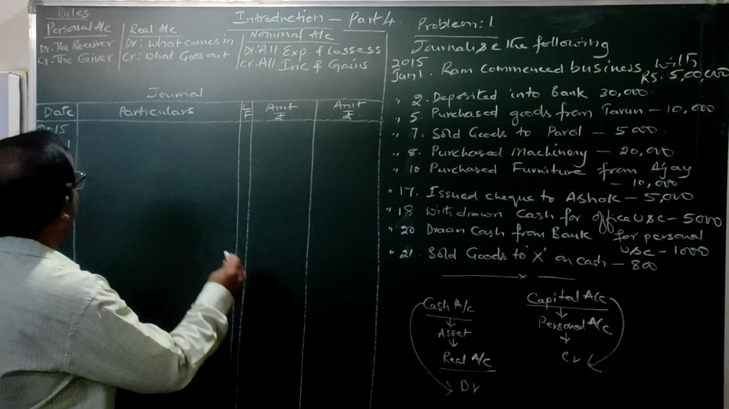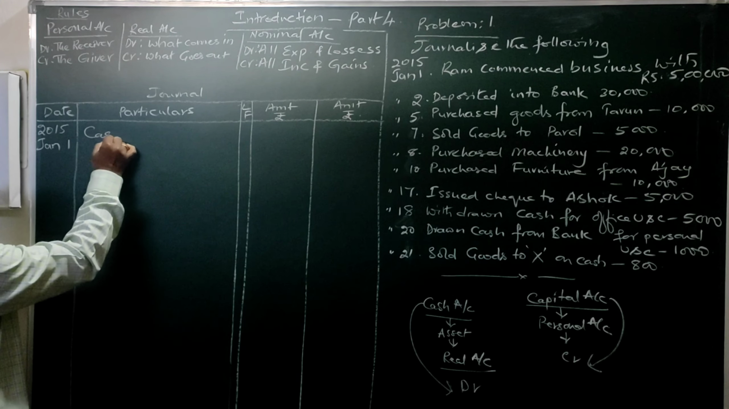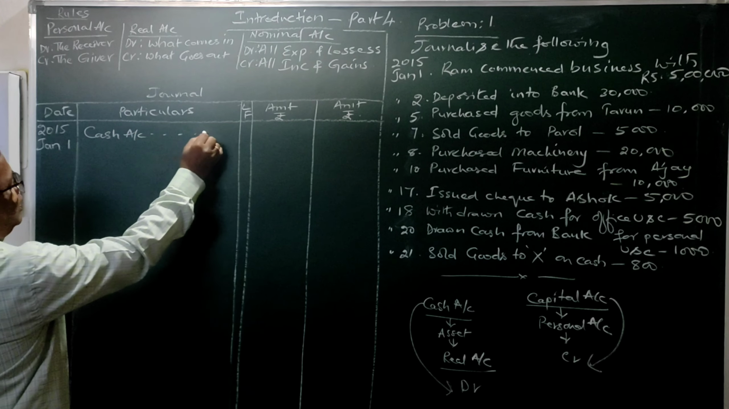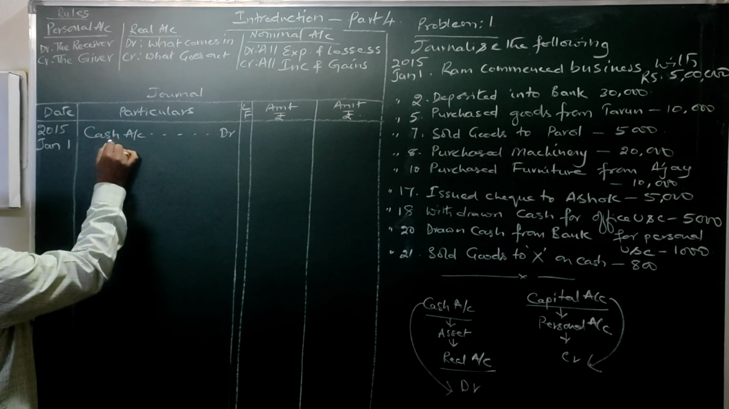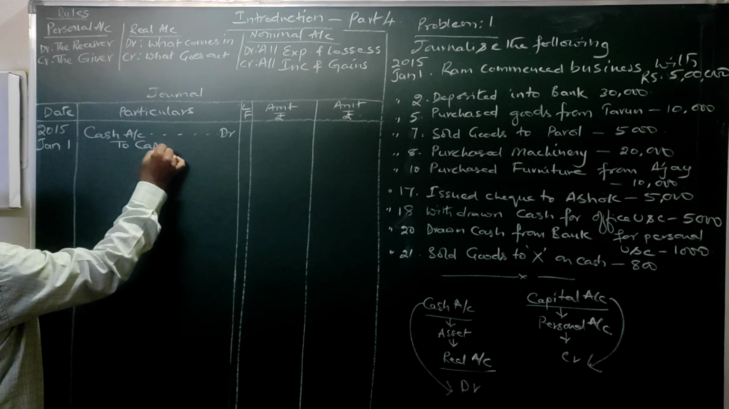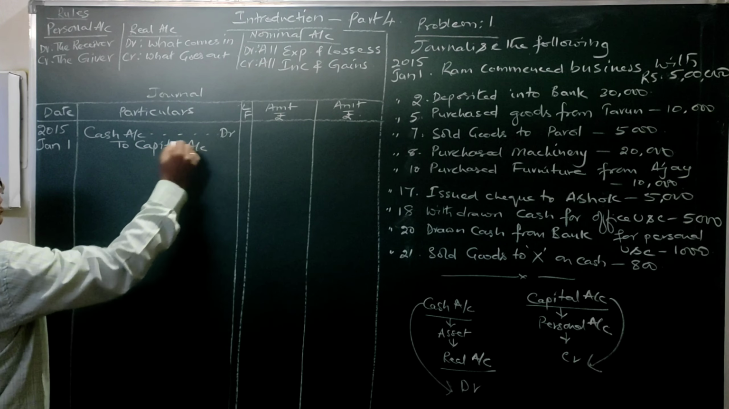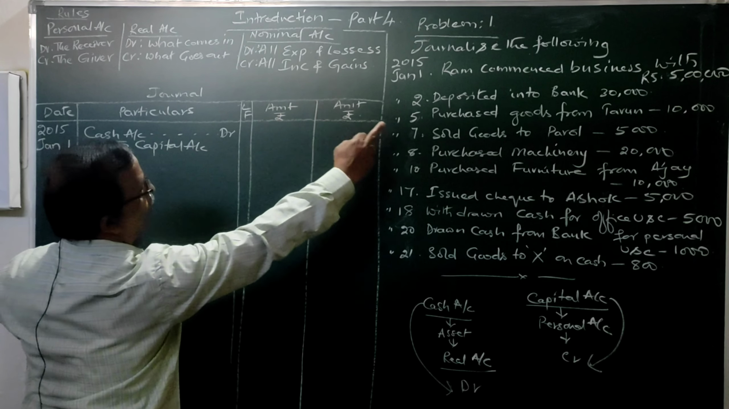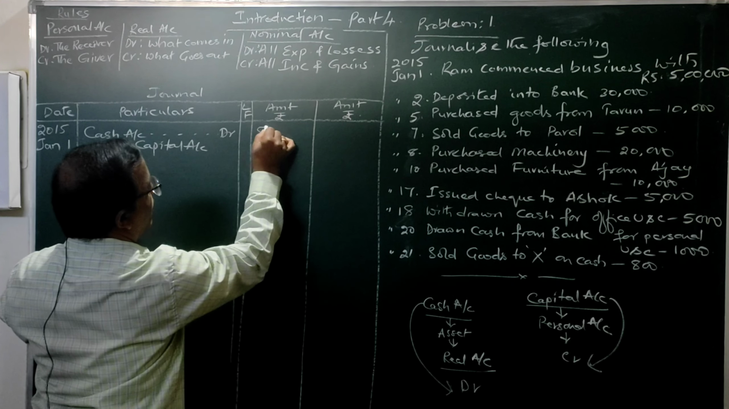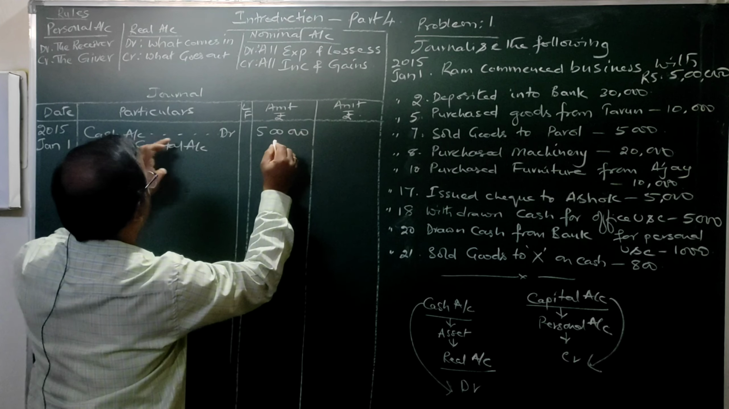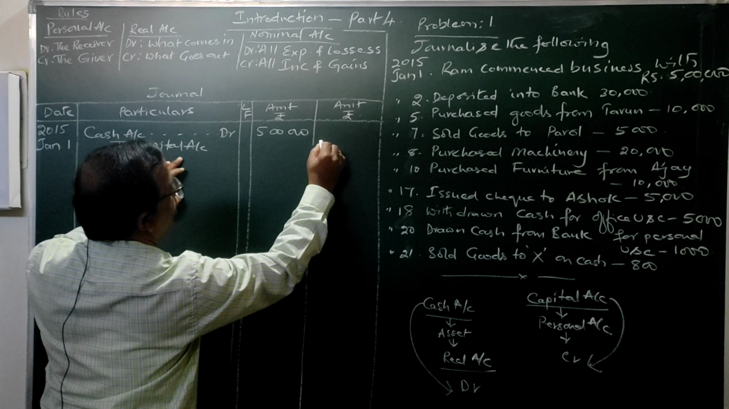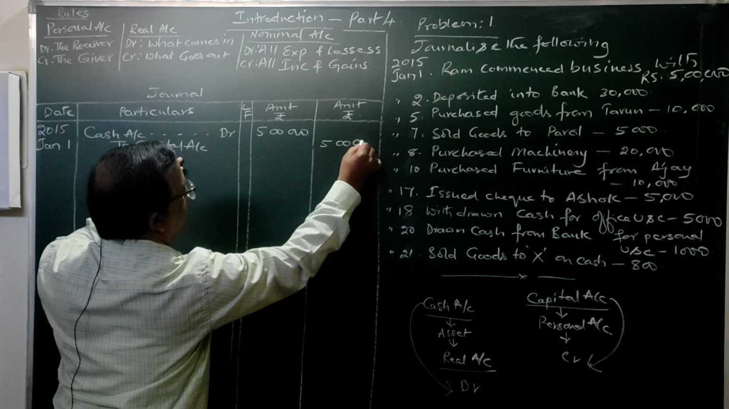So our entry will be something like this. Cash account debtor. This is the way of writing an entry. Cash account debtor to capital account. See how much the amount is, 5 lakhs. So 5 lakhs you are going to debit against the debit amount, and against the credit account you are going to credit 5 lakhs there.